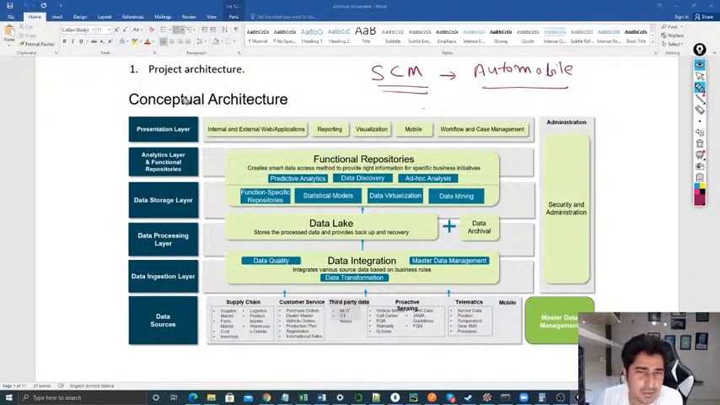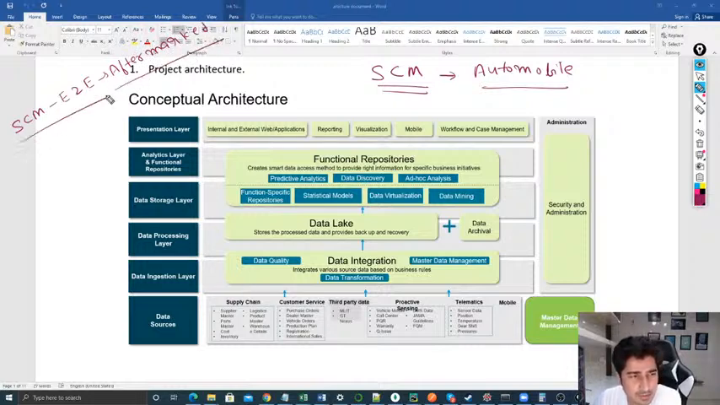So it was SCM, supply chain management, E2E, end to end aftermarket project. This was the name of this particular project. What is the meaning of that? Supply chain management is a kind of domain, E2E is nothing but end to end, and then aftermarket. So it was basically an aftermarket supply chain E2E project that we have developed.